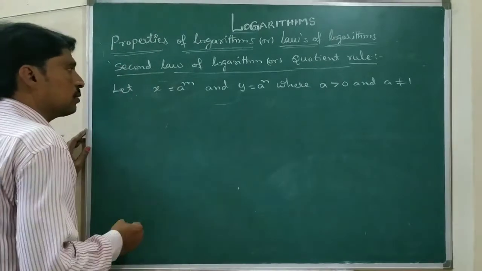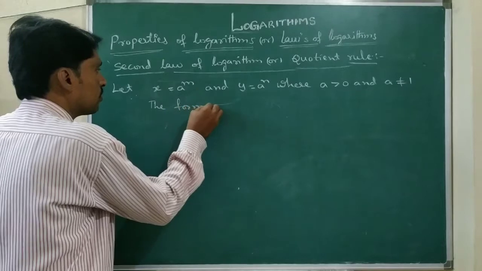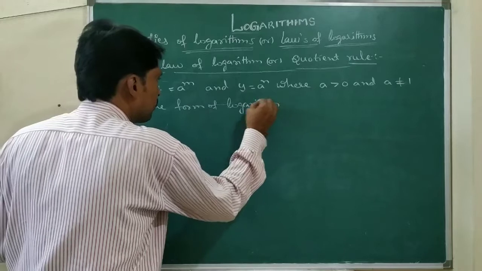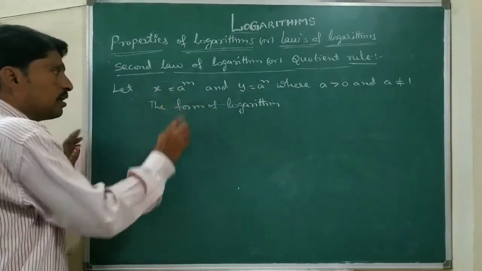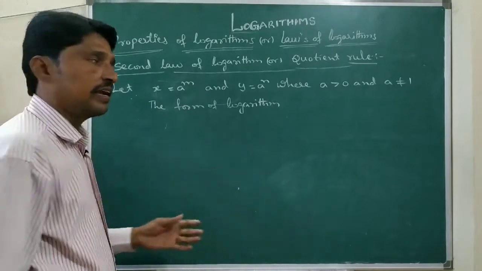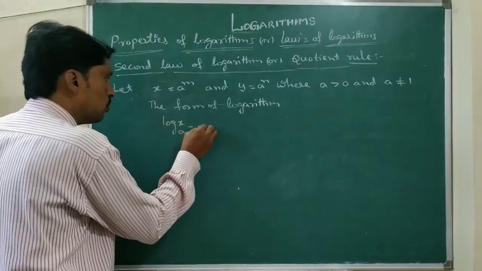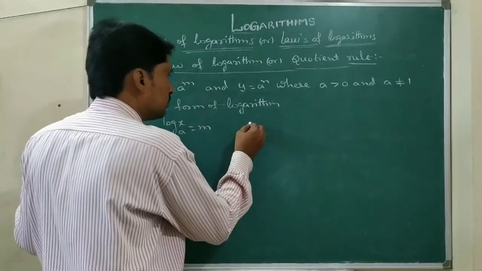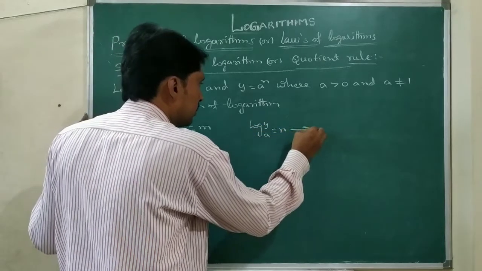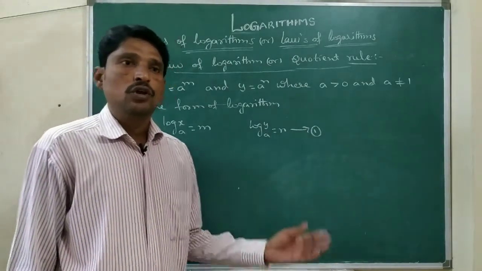Now you can use the logarithmic form, the form of logarithm. Now you can write this base, the base we are transposing to the other side, we can get log. So log x to the base a equal to m and log y to the base a equal to n. This is equation number 1.